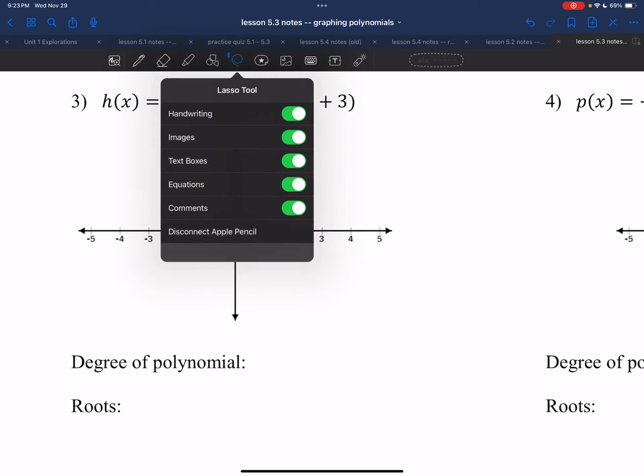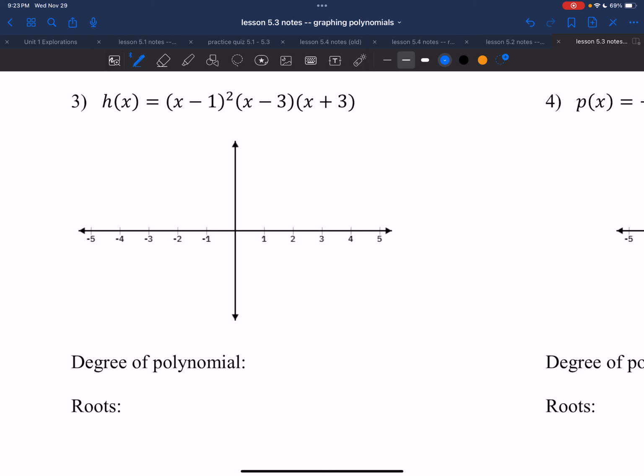Where was I? So you care about those three things: end behavior, roots, and the behavior around roots. So we have a root at 3 because of this. We have a root at -3 because of that. And we have a root at 1 because of this. Yeah? So those are my 3 roots.